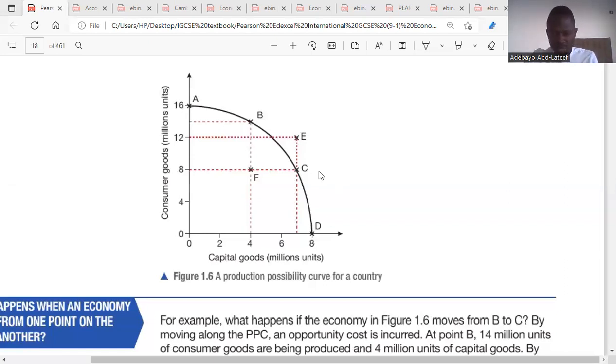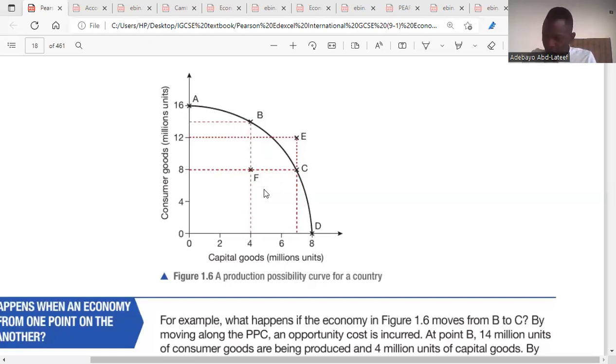Now let's go to point B. At point B, consumer goods can be produced at around 14 million. There's a combination of consumer goods and capital goods here. So this economy will be able to produce 14 million consumer goods and 4 million capital goods. Is it clear? That is at point B.